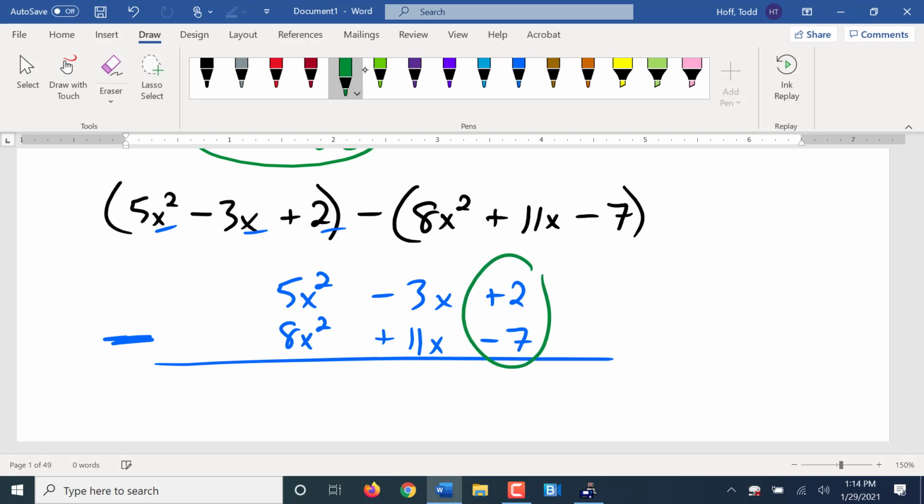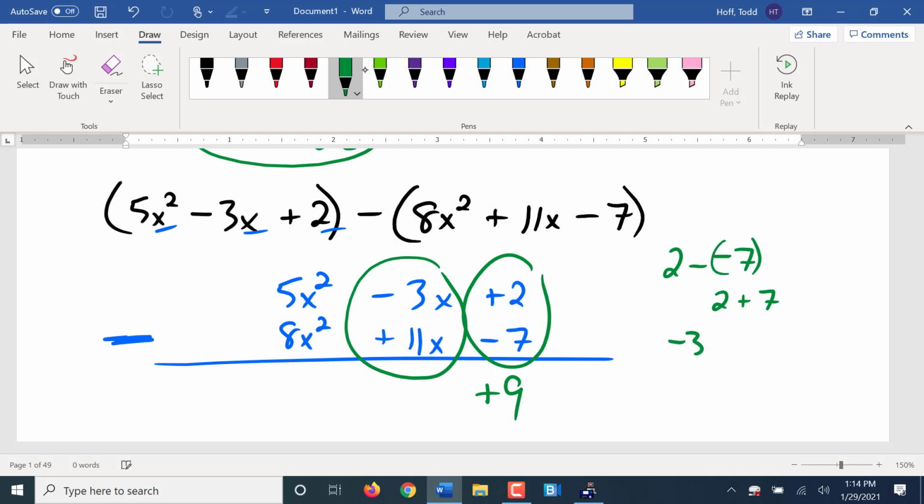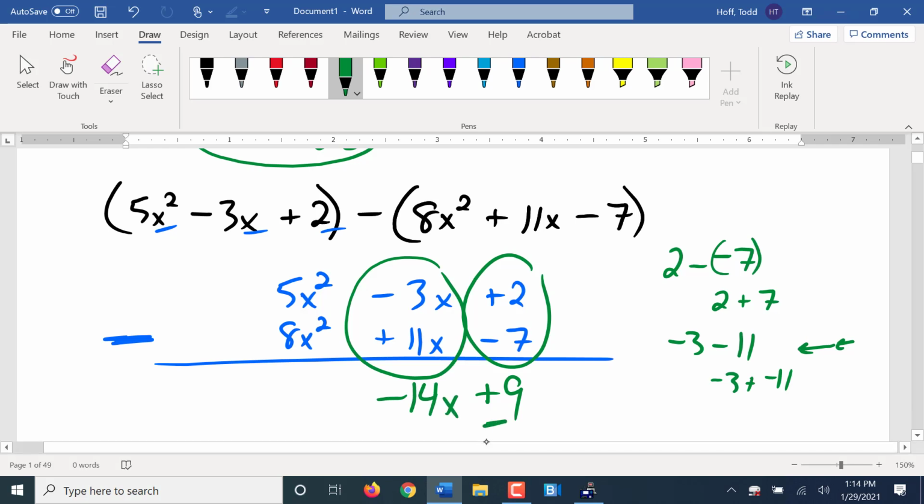So 2 minus a negative 7 is 2 plus positive 7. It's a positive 9. Subtracting a negative becomes plus a positive. Negative 3 minus 11 is negative 3 plus negative 11, which is negative 14, and of course x. So the plus here is because that was a positive 9. This is a negative 14x, so we already have the minus there. 5 minus 8 is negative 3, and we keep the name of x squared.